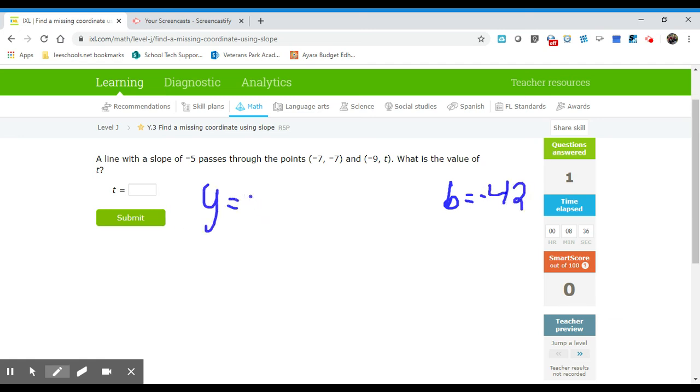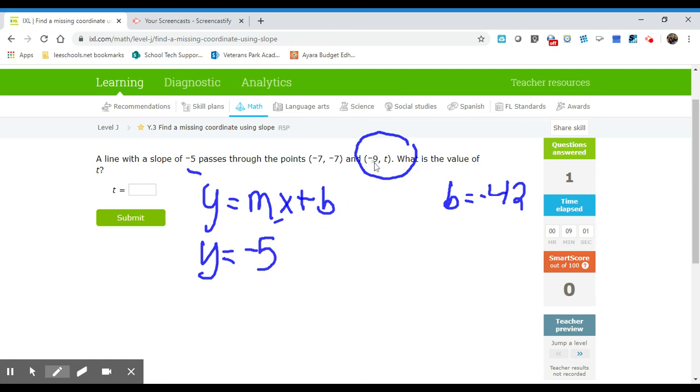So now let's figure this out. y equals mx plus b. We're going to use this ordered pair to solve for t now, for that y value, because we don't know what y is, what t is, y, right? So let's plug in what we know. We don't know y, because that's what we're solving for, so let's just keep that as it is. We know the slope is -5. The x value is -9 now, -9. And we now know the b value, which is -42.